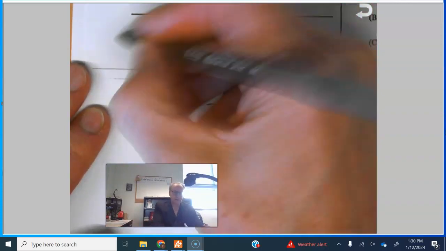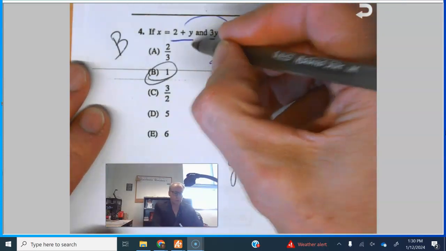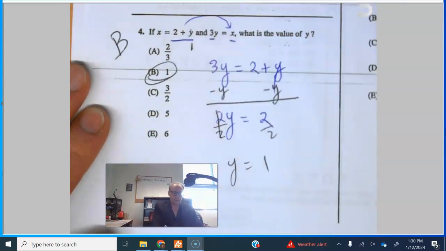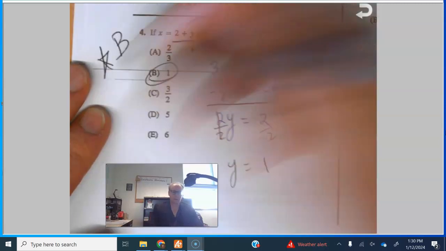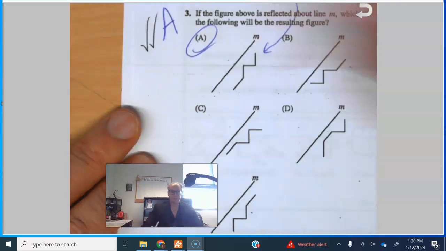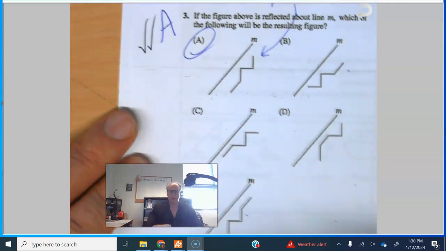Now, how can I check my answer? Well, isn't x equal to 2 plus 1? And x is also equal to 3 times 1. So, yeah, it's absolutely for sure. Whenever I have one I'm absolutely certain of, I put a star. If I'm very sure, I put 2 checks. If I haven't checked all the rest, and I really didn't, so there we go.